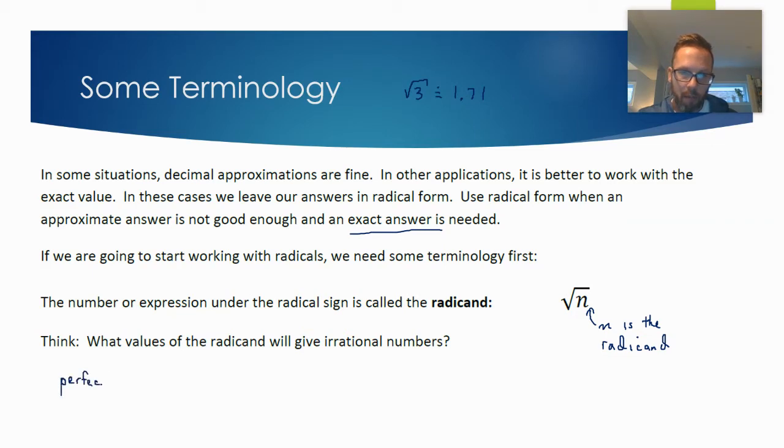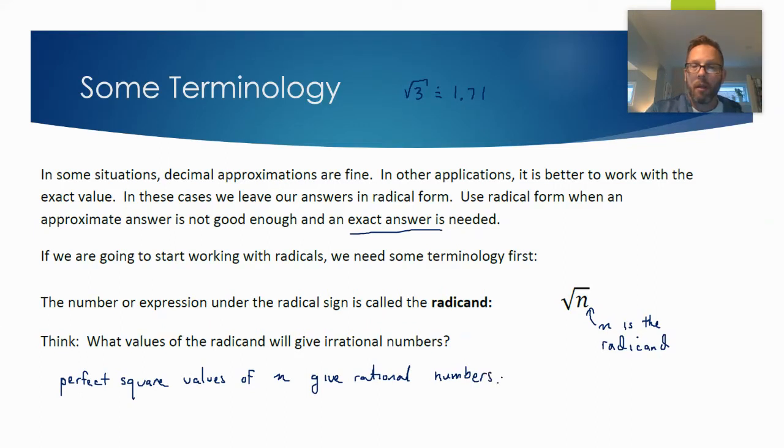I'll write it this way. Perfect square values of n give rational numbers. And numbers that aren't perfect squares are going to give you irrational numbers. All right.